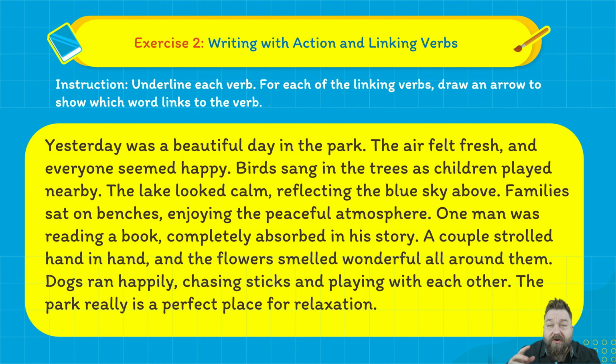Okay, let's take a look at exercise number 2, which I'm sure you're all ready for. It's our big old paragraph. Now, underline or just find each verb. For each of the linking verbs, draw an arrow to show which word the verb links to. Oh, that was tricky for me to read. Go ahead and pause the video and take care of this exercise.